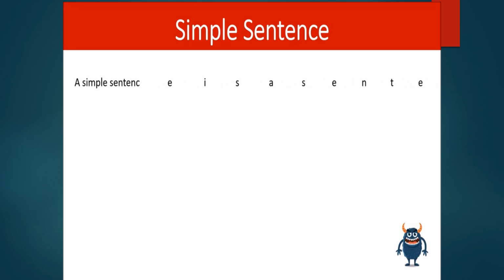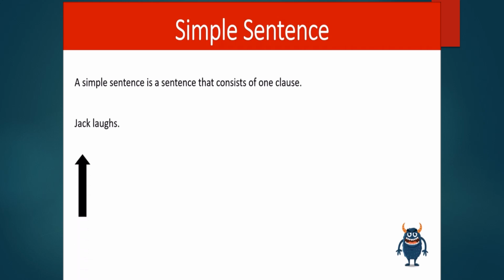What is a simple sentence? Well, here's a definition. A simple sentence is a sentence that consists of one clause. Let's put up an example. Jack laughs. Okay, this is our subject, Jack, and this is our verb. This is a simple sentence because it's one clause. It has one subject and one verb.